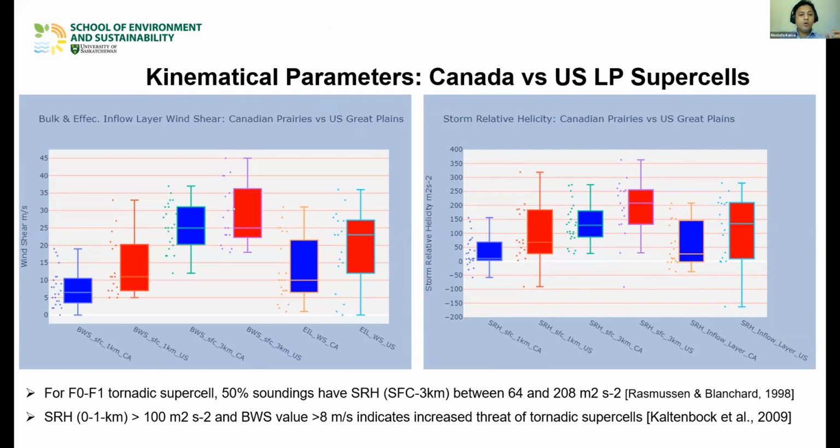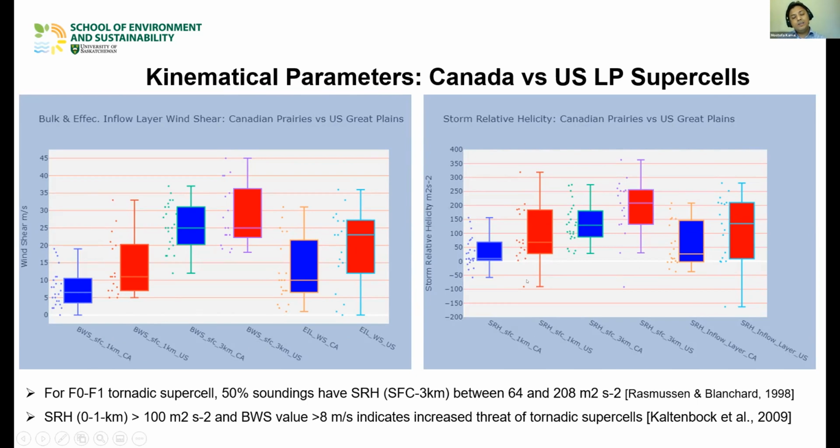Now you can see in this plot the comparison between the LP supercell and its US counterpart. I am trying to see whether the Canadian prairie supercells have distinctive characteristics compared to their US Great Plains counterparts, and the answer is yes. The blue color indicates the Canadian LP supercell, and the red color shows the variables corresponding to the US Great Plains low precipitation supercell. I'm comparing three different wind variables here: bulk wind shear at 1 kilometer, 3 kilometer, and the effective inflow layer. Again, you can see the very clear difference between the Canadian and the US Great Plains supercells.